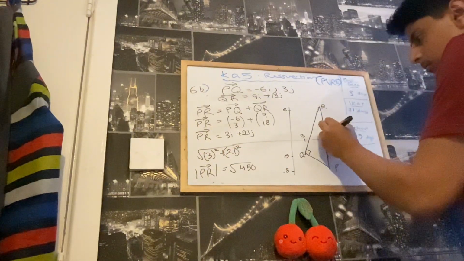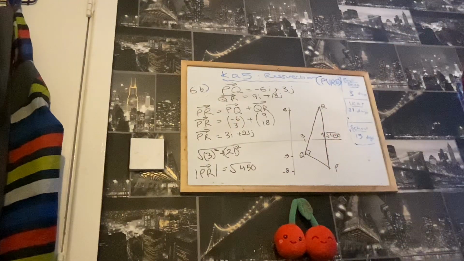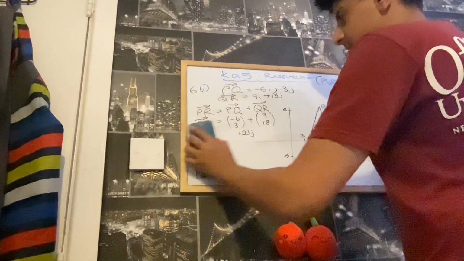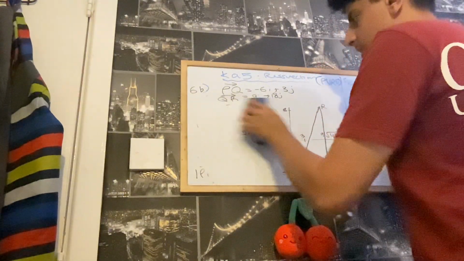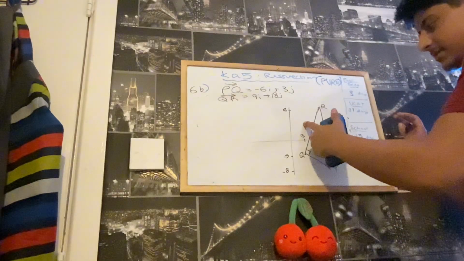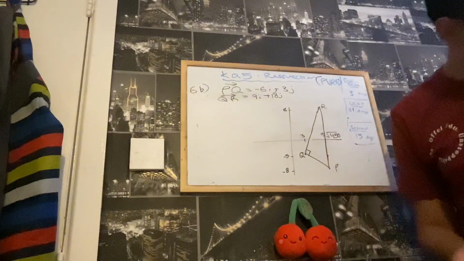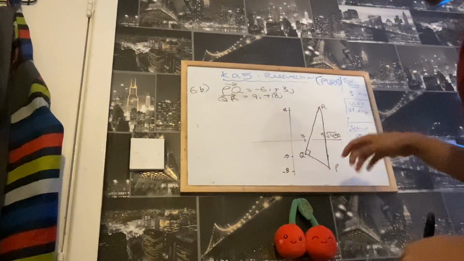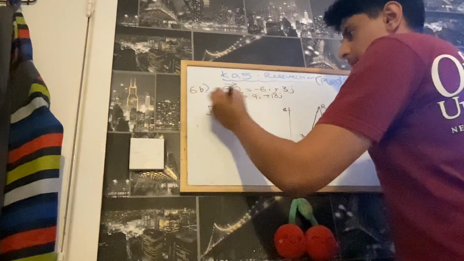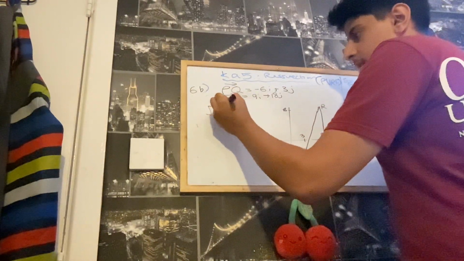So now we know that this is root 450. That's step 1. Now step 2 becomes a little bit easier. We know what P to R is. The next step is to find the lengths of the other two sides, and then do Pythagoras to prove that it makes that. To do that, we need to find what P to Q is. So we do the same thing.